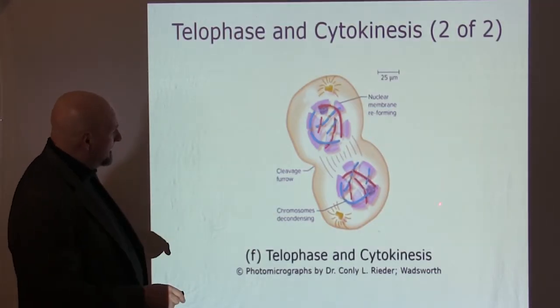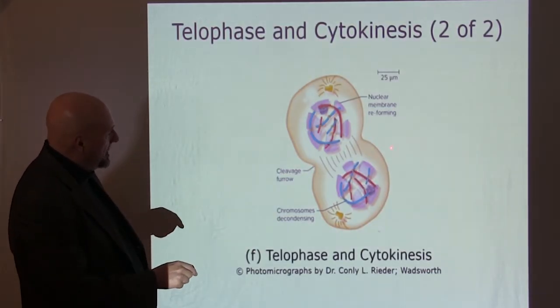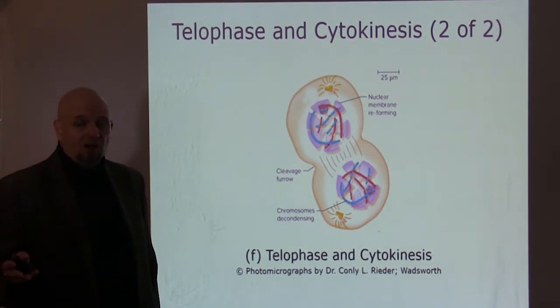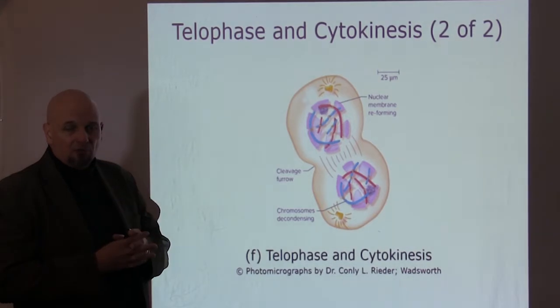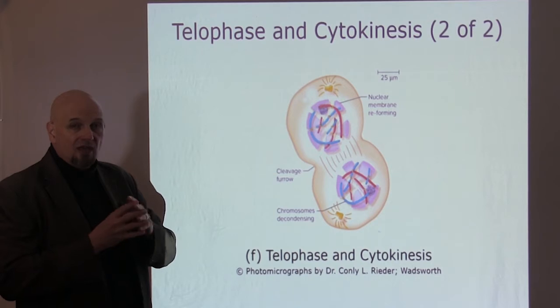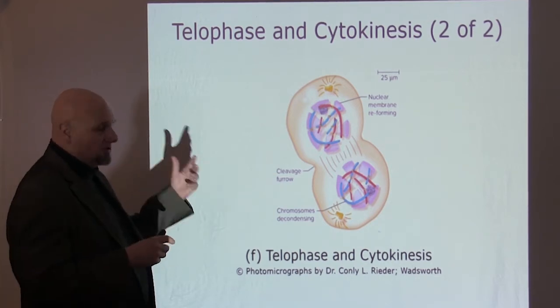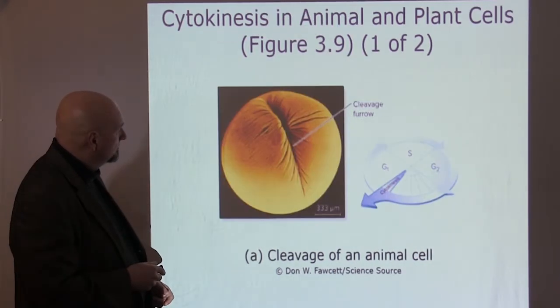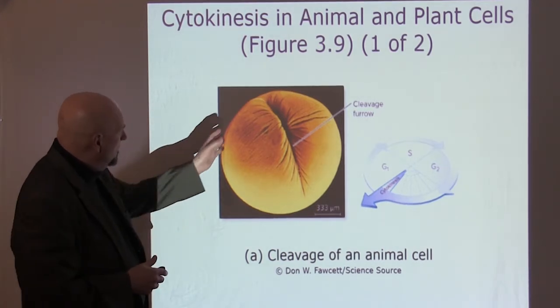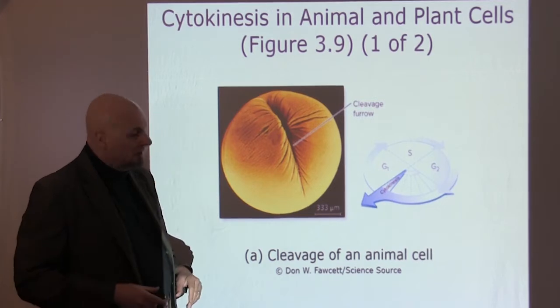So telophase and cytokinesis. Telophase is the stage, cytokinesis is the separation of the cytoplasm. The DNA has already been separated. That happened from prophase and metaphase on up to anaphase. That's called karyokinesis. That's the separation of the DNA. We can actually visually see these on fertilized eggs. We call them cleavage furrows. It's just a cleavage of it.